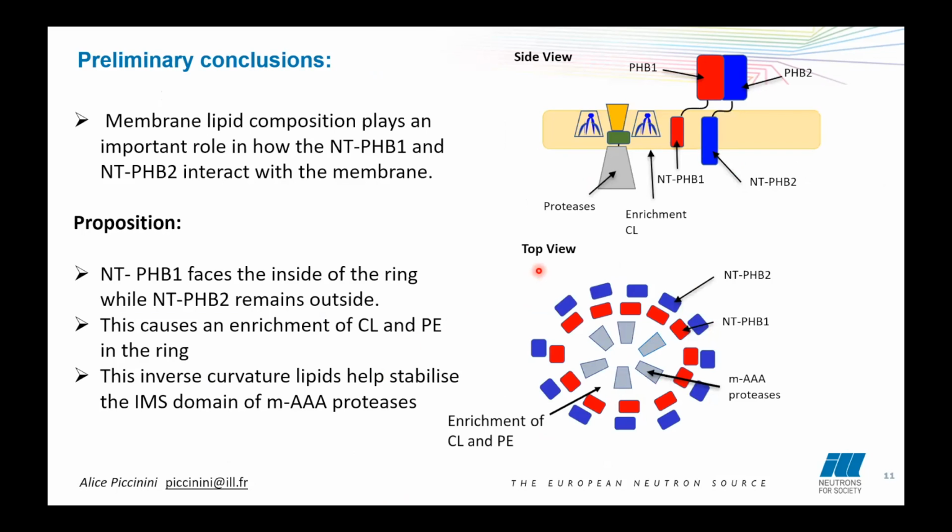So now I will explain what our preliminary conclusions are. We can conclude that the membrane lipid composition plays an important role in the interaction of prohibitin 1 and 2 with the membrane. I performed QCM-D and SANS experiments with several PC and PE lipids, changing chain length and saturation state.